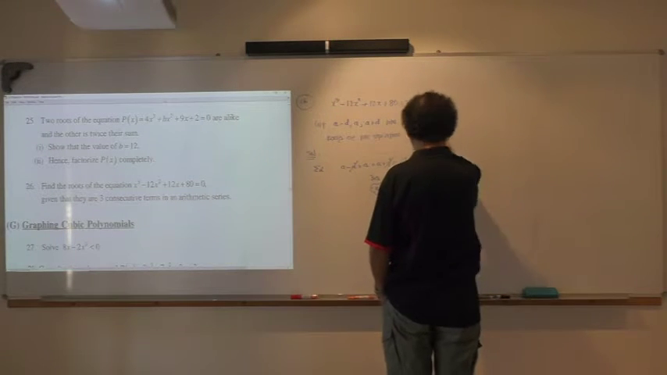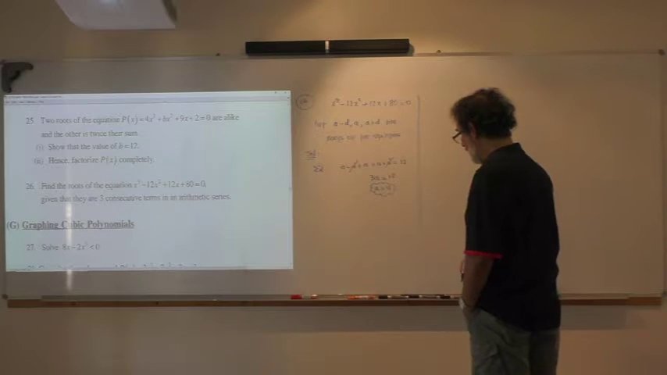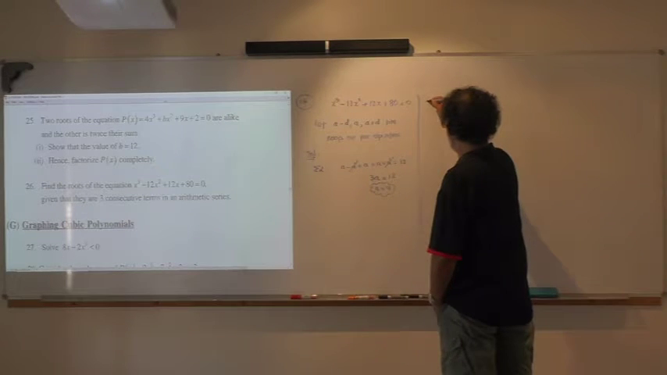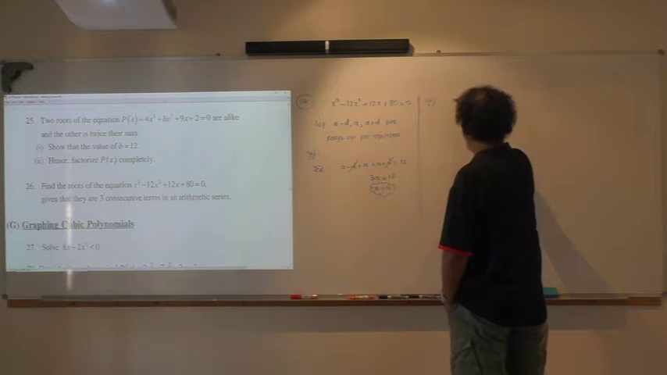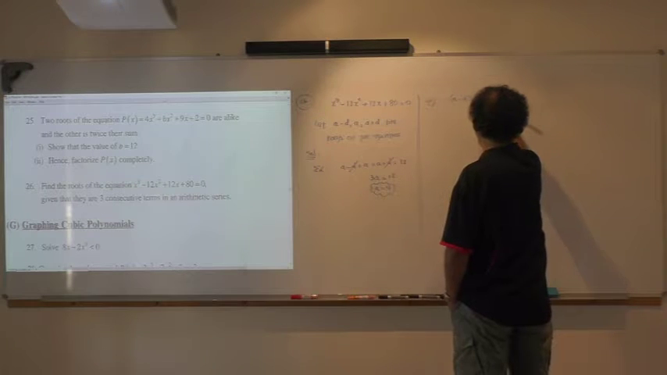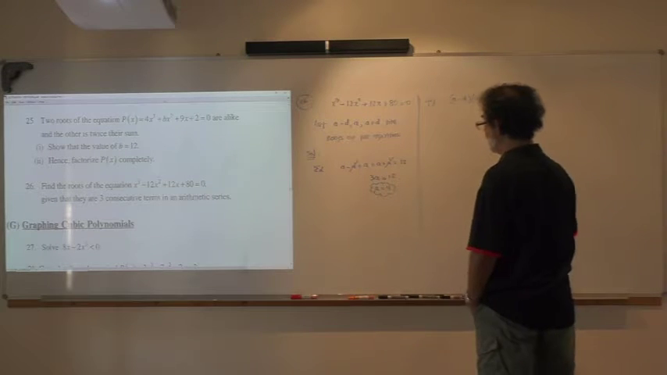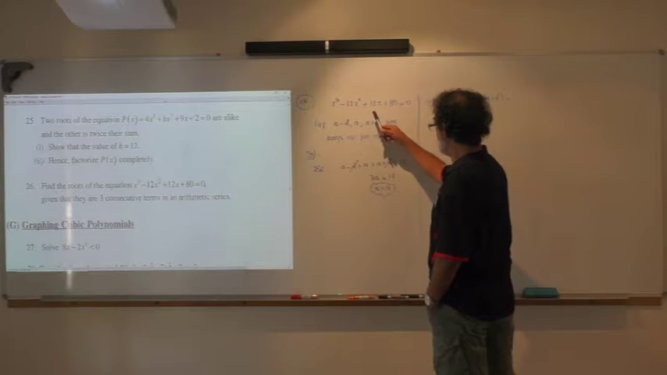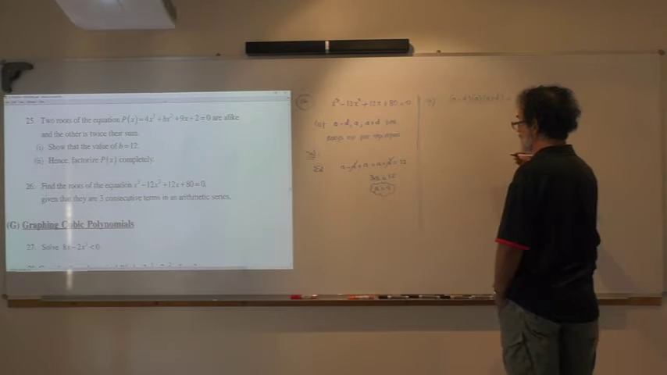Then we need to find the answer for d. To find the answer for d, we're going to do alpha, beta, and gamma. So we're going to multiply them. So we're going to have a minus d, a, and then a plus d. That is equal to negative 80, negative 80 divided by 1. Okay, so remember it's minus d divided by a when you have a cubic. So in this case, it's going to be minus 80.